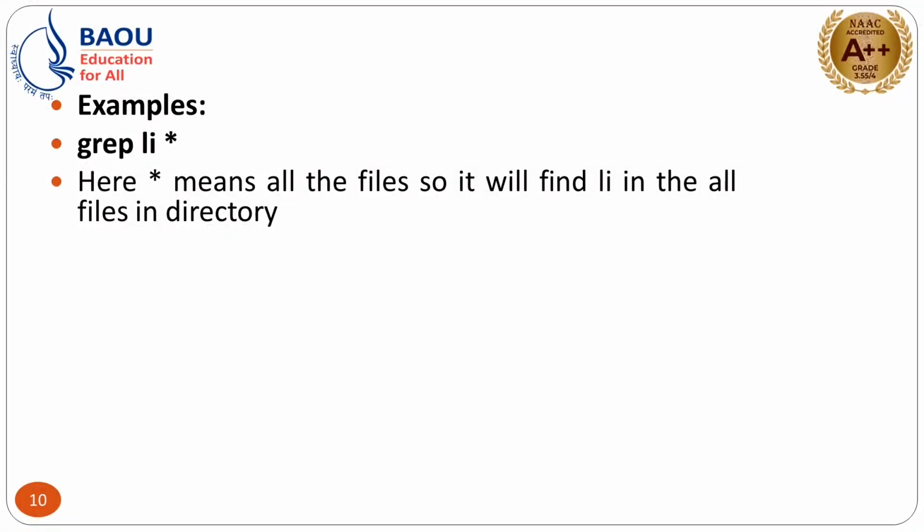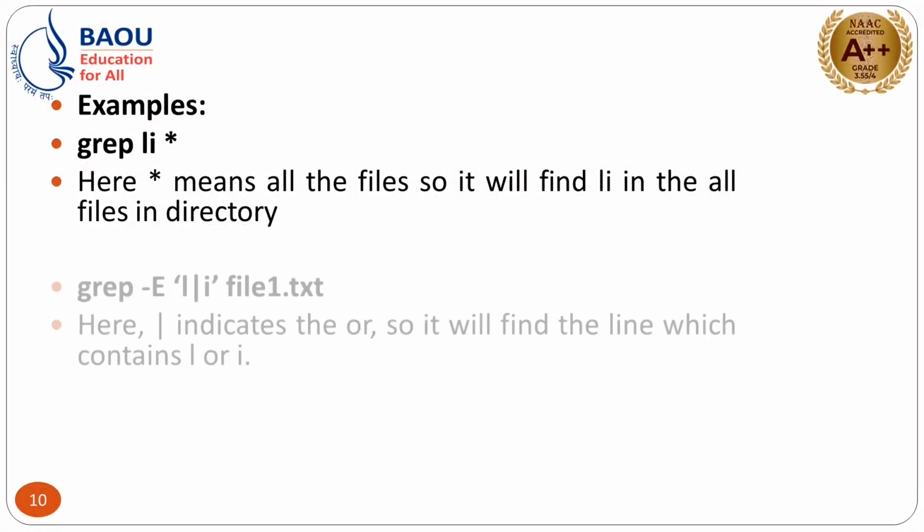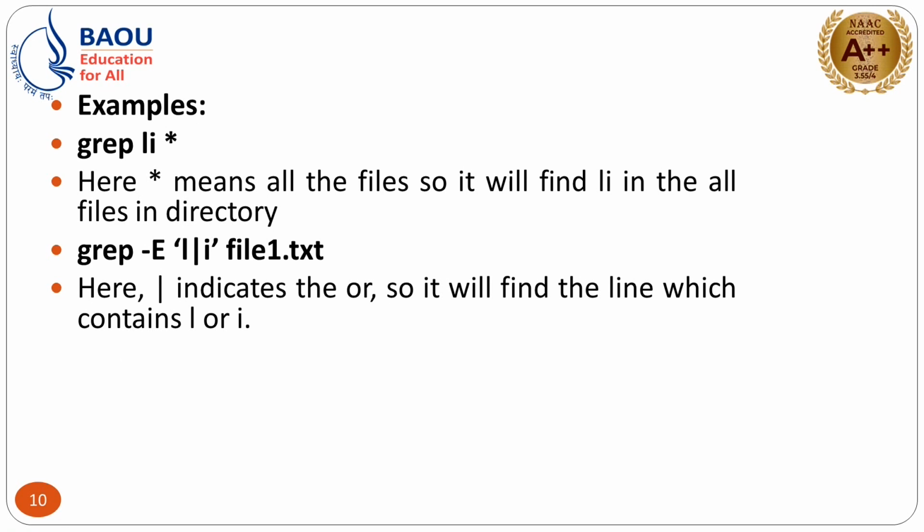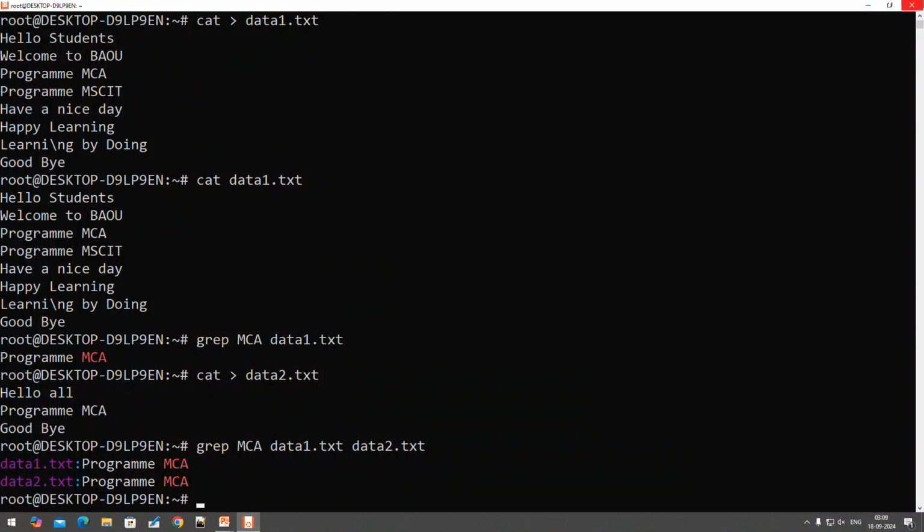Now, move to our presentation. You can see another thing, grep, then capital E option, L, pipe symbol, and then I. What is the meaning of this command? If you want to search with an OR option, for example, you want to search with L or with I in a specific file, in that case you use this E option. So, apply this.